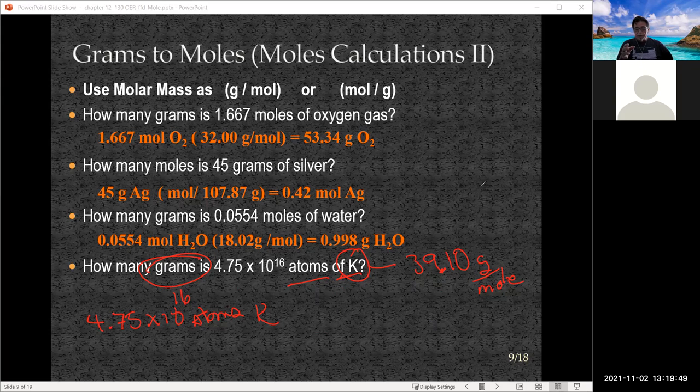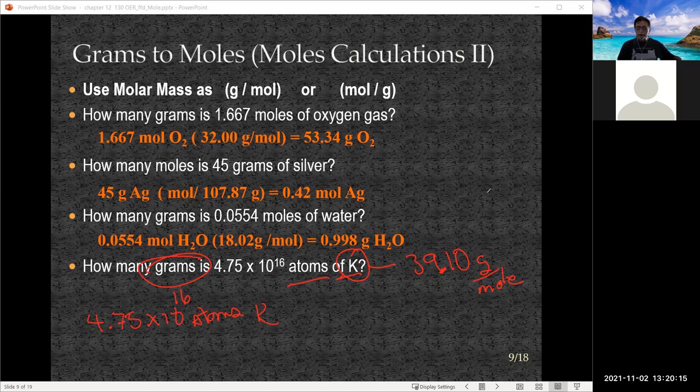Now, some people have asked me, well, why do you say atomic weight one time and molar mass another time? Okay, well, the difference is this. When I say atomic weight, I'm just talking about one atom. We're just talking about the element. When I talk about molar mass, we're talking about a compound. And a compound, as you know, by definition, has more than one atom involved. Okay, so that's the difference.